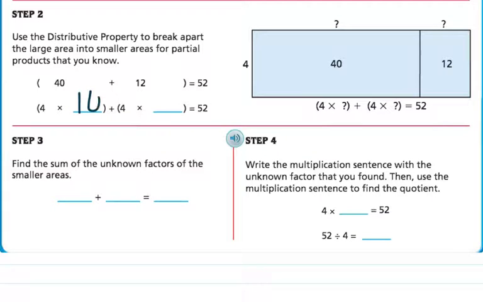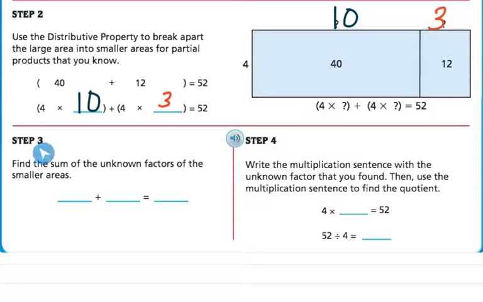That's correct. Sorry, boys and girls, 4 times 10 is equal to 40. So that is my unknown of one of the larger rectangles. Next, I'm going to say to myself, 4 times what number gives me 12? That's right. 3 times 4 gives me 12.